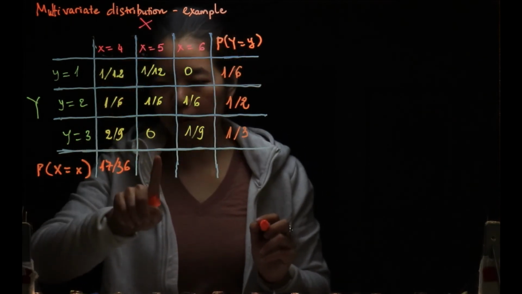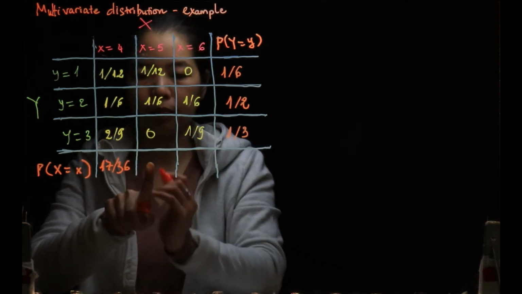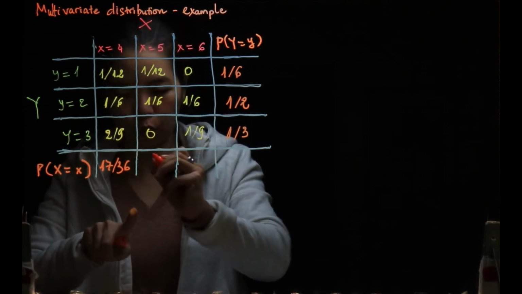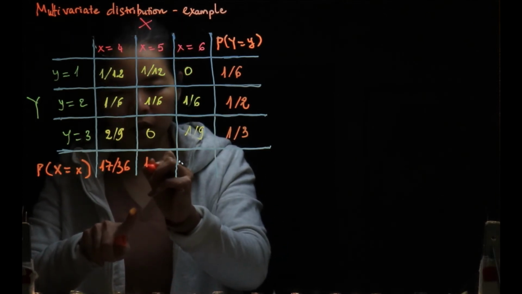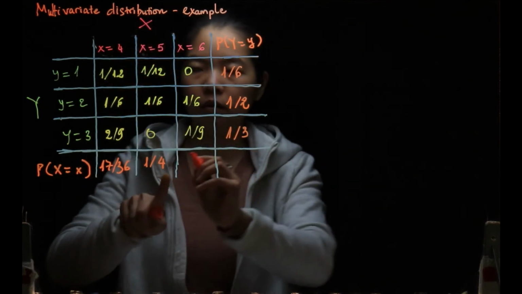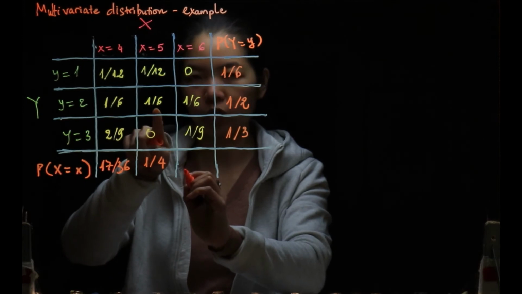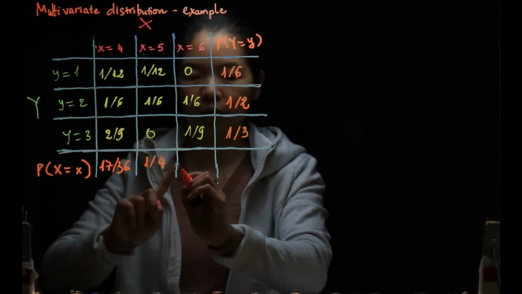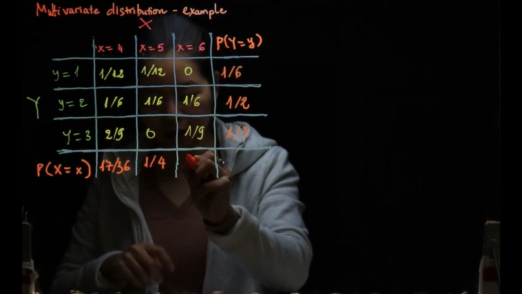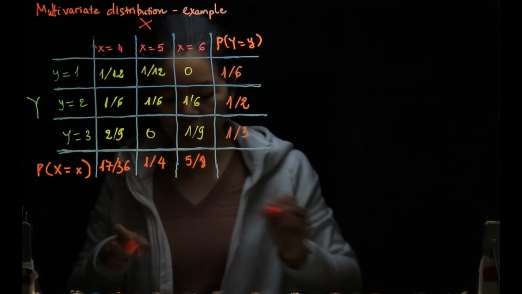Then we have the probability that x equals 5. You sum up this column. So 1/12 plus 1/6, 1/4. 1/12 plus 2/12, 3/12. And 3 out of 12 is 1/4, right? And then the last one would be 5/8.